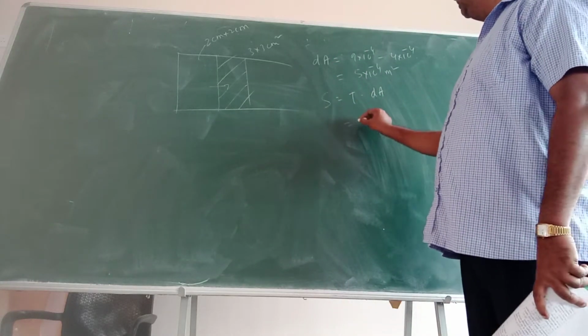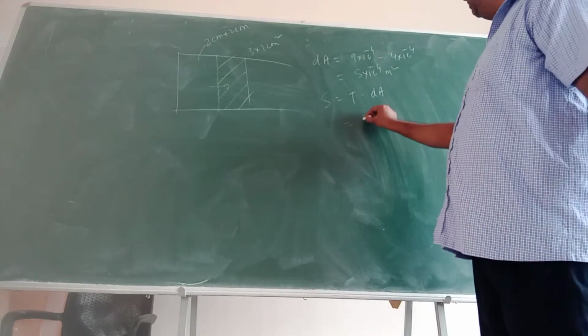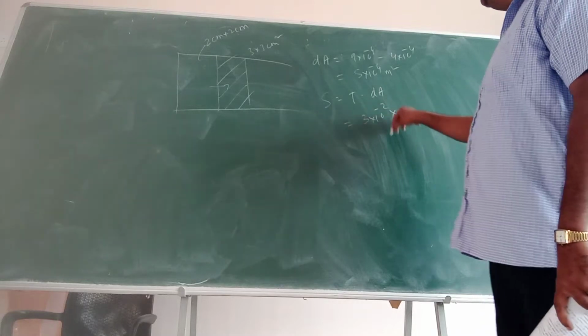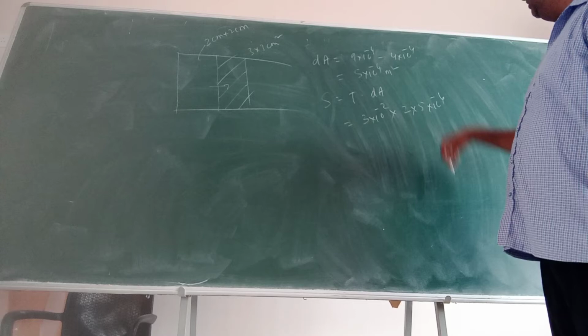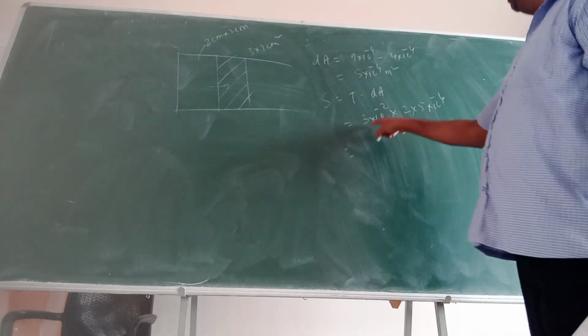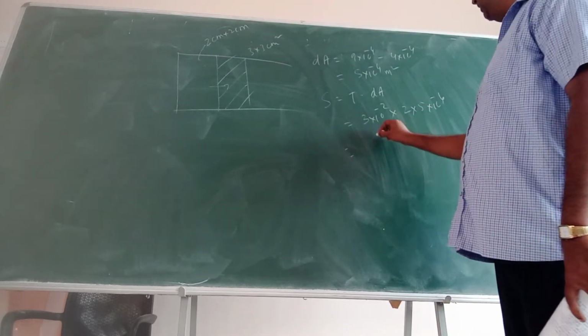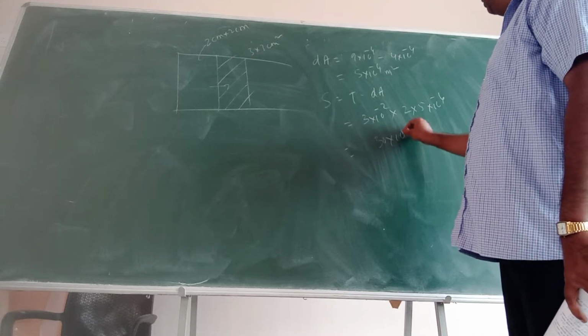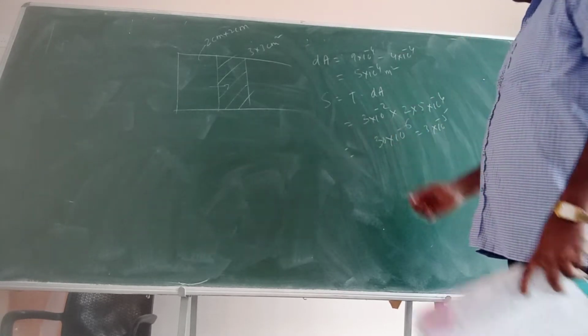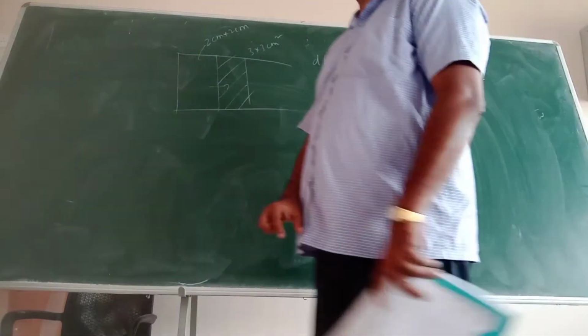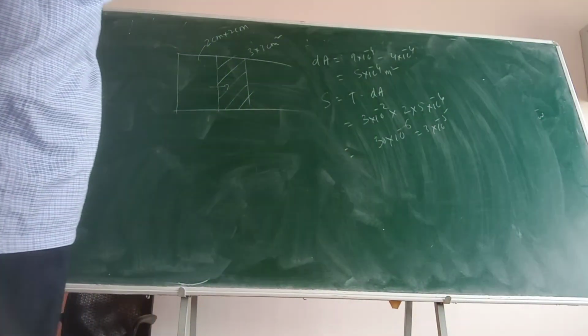So basically it is T, 3 into 10 to the power of minus 2, into 2, into 5 into 10 to the power of minus 4. So this is 3 into 6, 6 into 5, 30. 30 into 10 to the power of minus 6, or 3 into 10 to the power of minus 5, which is the answer. Okay?